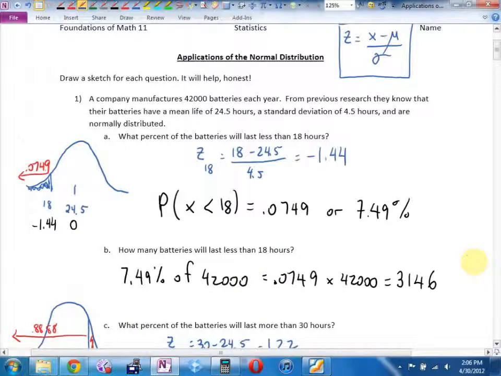Suppose, before we turn the page, another company manufactured batteries and they had the same mean but a smaller standard deviation. What would that tell you? Those batteries are more consistent, probably better quality control in their factory because not as big a spread.